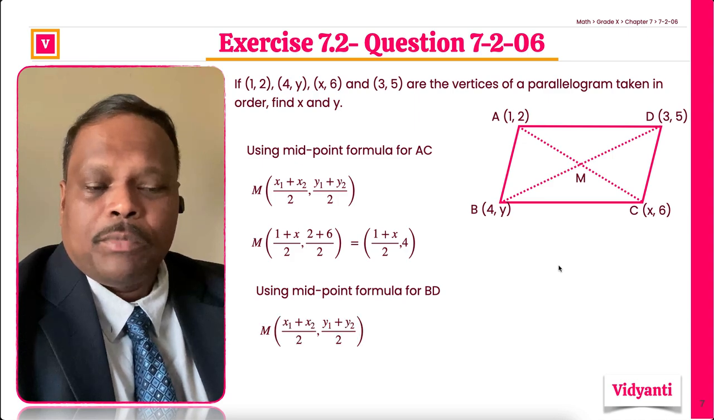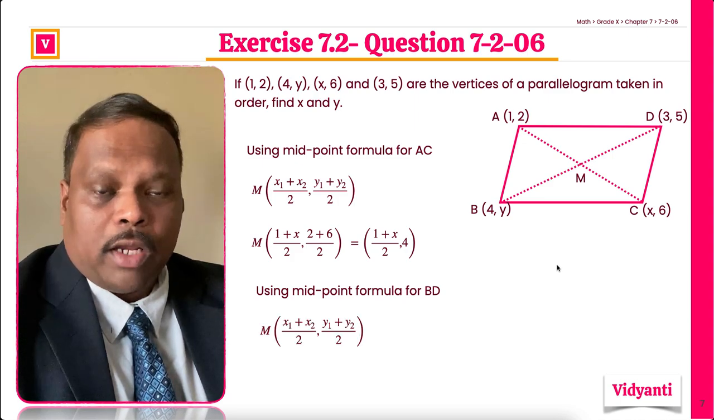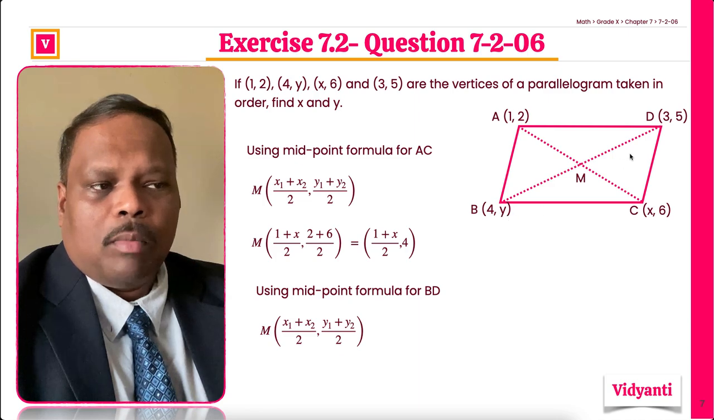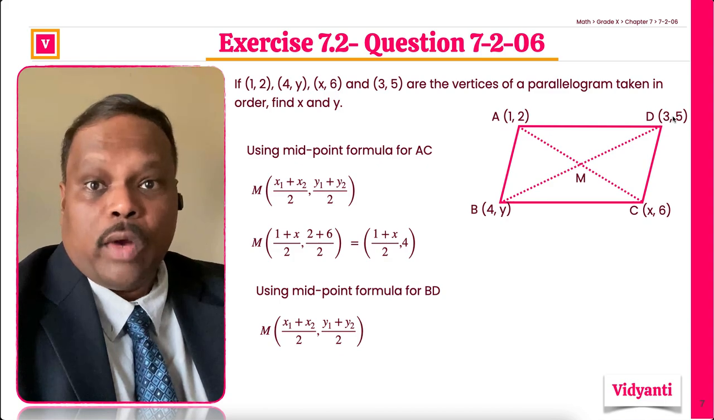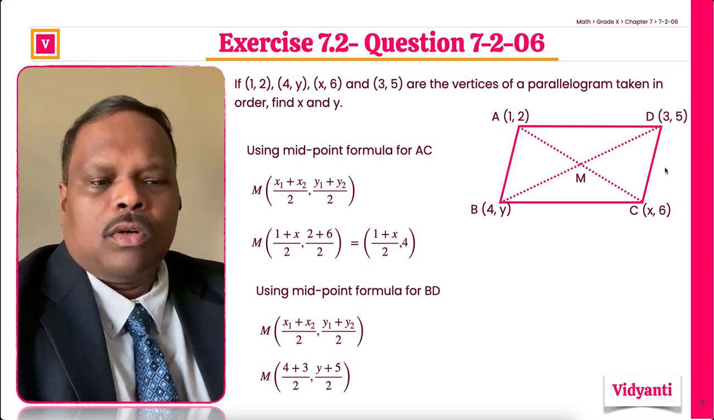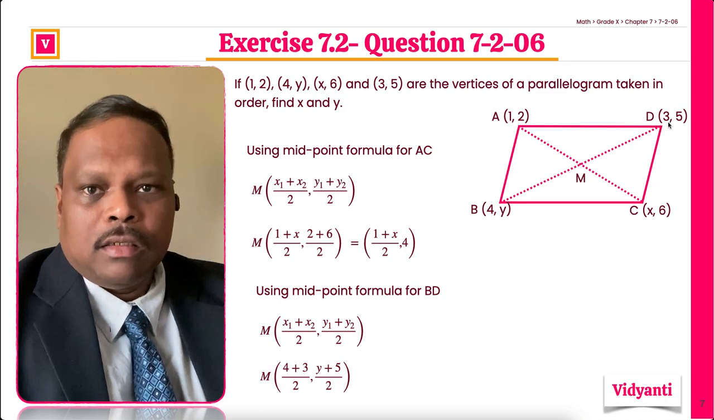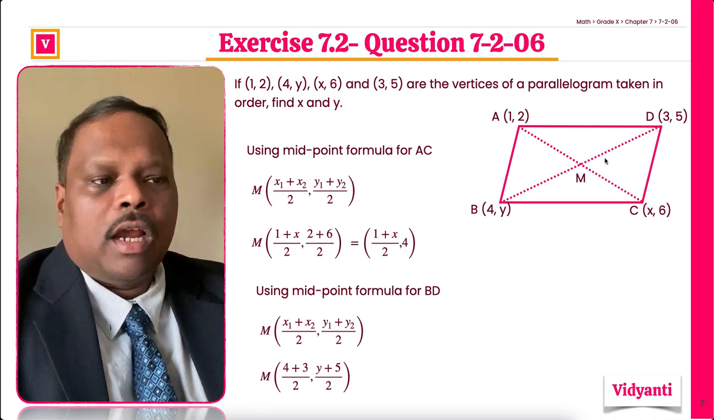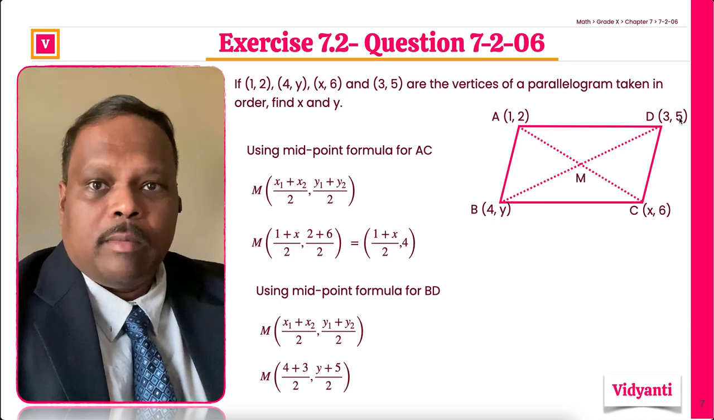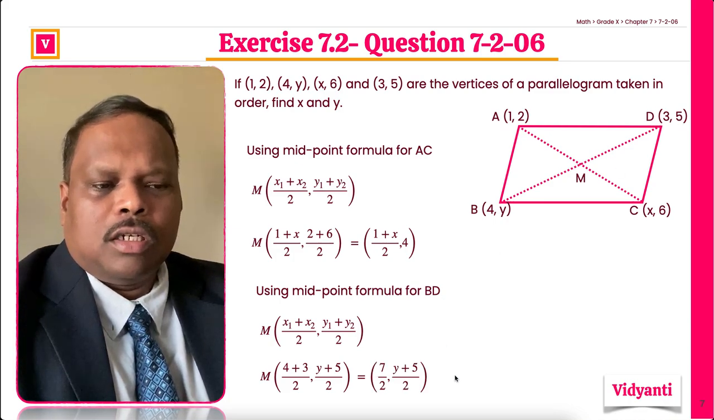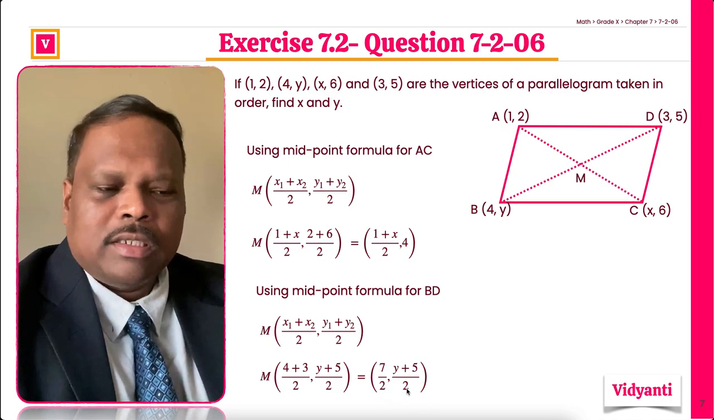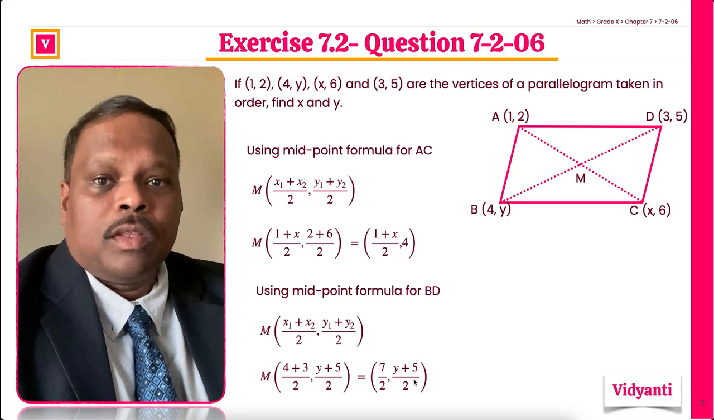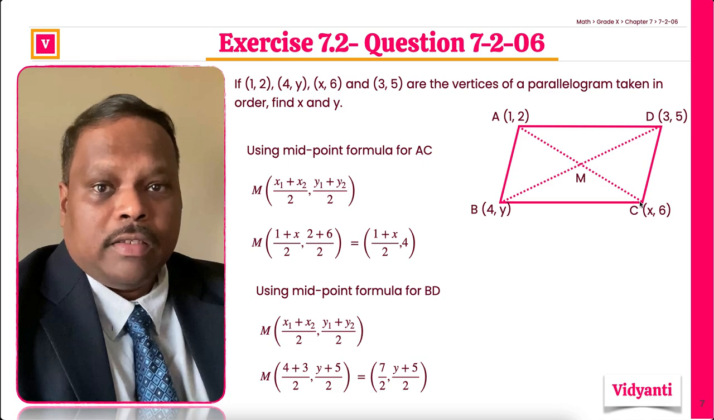Now we'll repeat this process considering the other diagonal BD. We'll use the same formula, average of x coordinates, comma average of y coordinates. This time we will take (4, y) and (3, 5). So this is your x1, y1, and this is your x2, y2 for the second part. That would be (4 plus 3) divided by 2 because it's an average, and then (y plus 5) divided by 2, again an average. Simplify this one: 7 by 2, comma something. Note that one coordinate is completely known, the second still has some unknown. Doesn't matter.